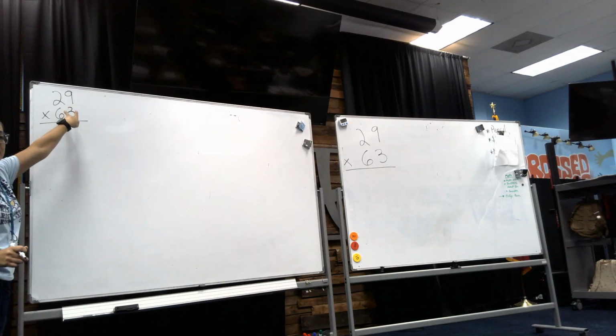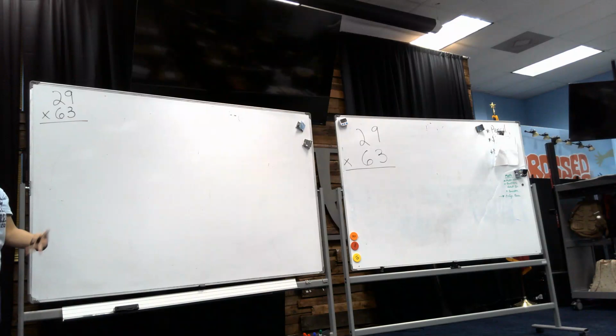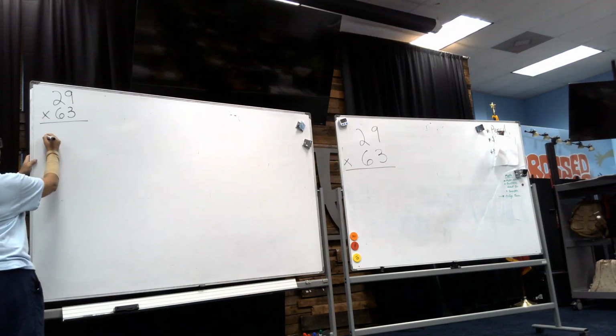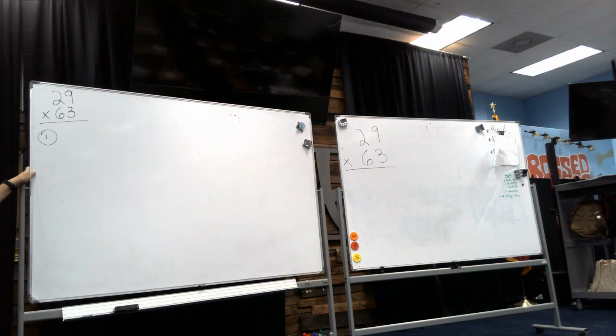This 29, what does it really mean? What does it really mean to have 29? Maximus? 2 tens and 9 ones, right? Let's just call this method number 1. It's not a method, it's just a strategy, so if your brain works that way, that's great, you can do it. It's just a lot of work, okay?